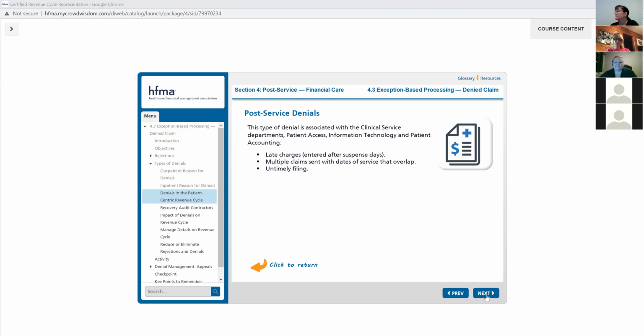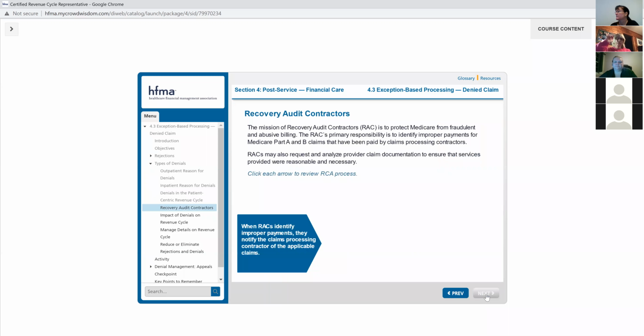Okay. So then you have your recovery audit contractors. So the mission of the RAC is to protect Medicare from fraudulent and abusive billing. So the primary responsibility is to identify improper payments for Medicare Part A and B claims that have been paid and processed. If you're not familiar with the Medicare Recovery Audit Contractors, the RACs, then you really want to make sure you jot this down, that their primary responsibility is to identify improper payments for Medicare Part A and Part B, because that is one of the questions I've seen often come up.